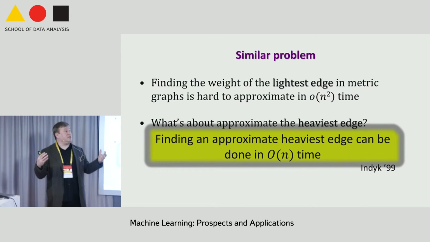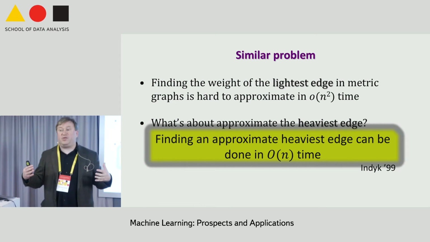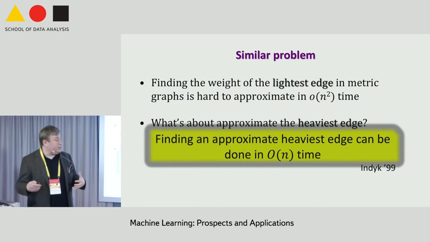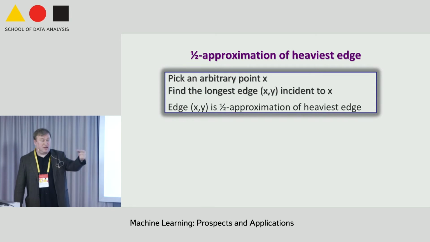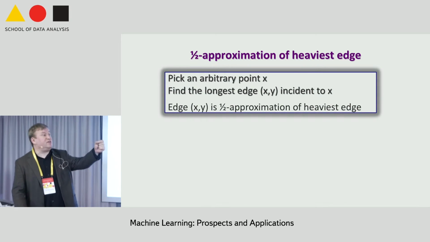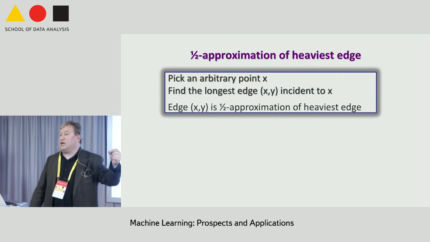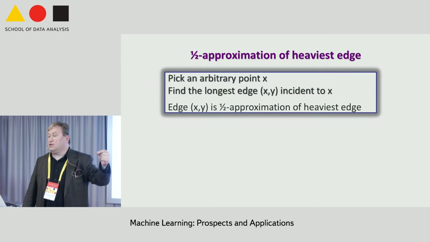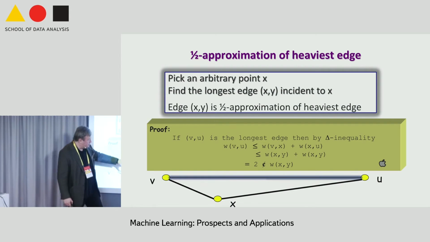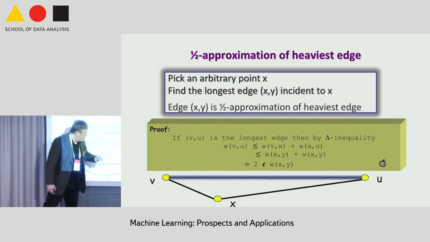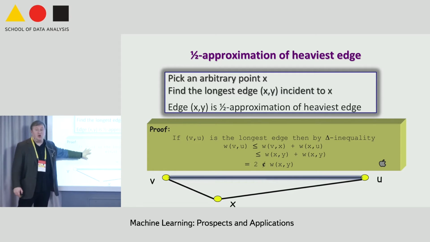So the graph has n squared edges, and we can still do something in linear time. And the idea is very simple. Pick an arbitrary vertex, find the heaviest edge incident to this vertex, and return it. And by the triangle inequality, this is the whole proof of the result.